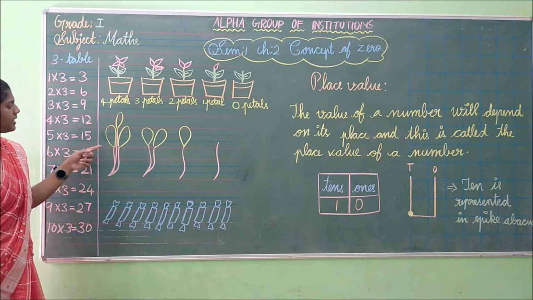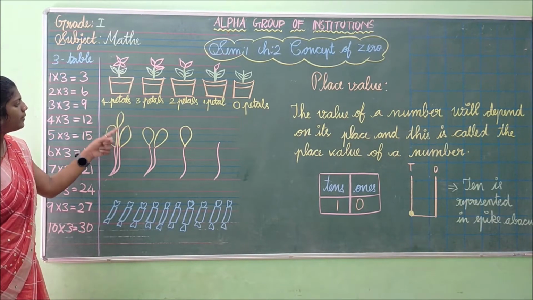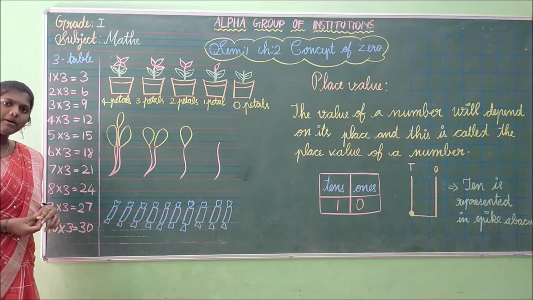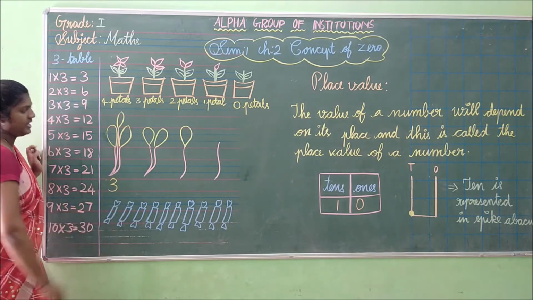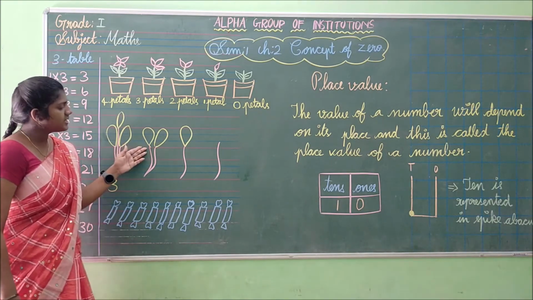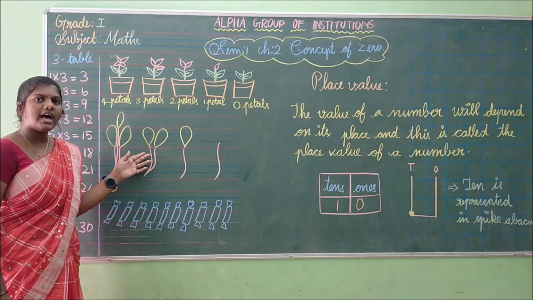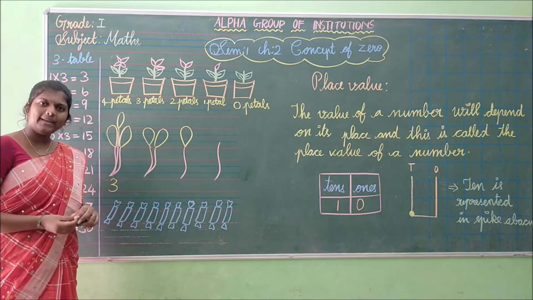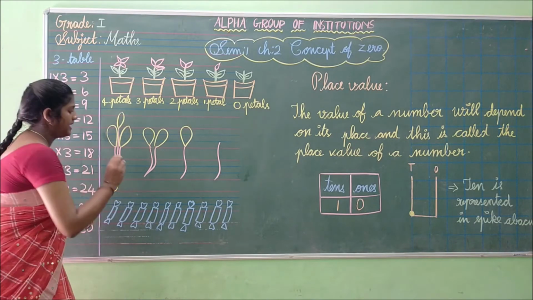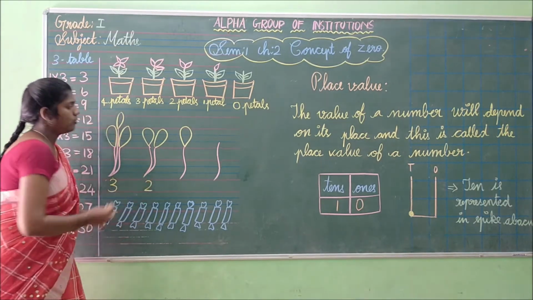Shall we count? 1, 2, 3. So how many balloons are there? 3. So I am going to write 3. Then see this. Here how many balloons do we have? Shall we count? 1, 2. So how many balloons are there? Yes, we have 2 balloons.